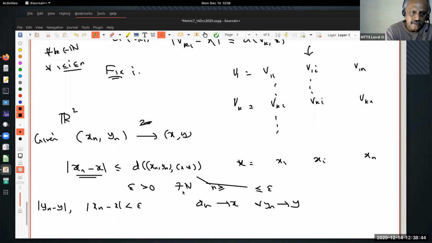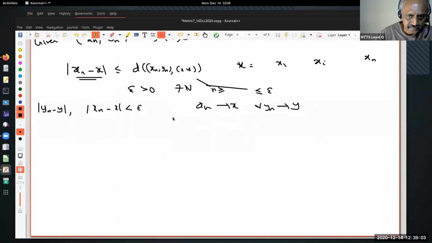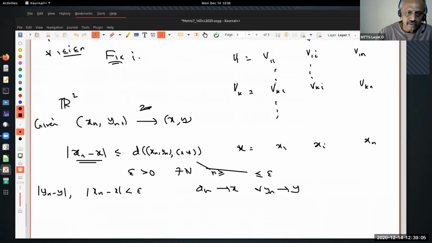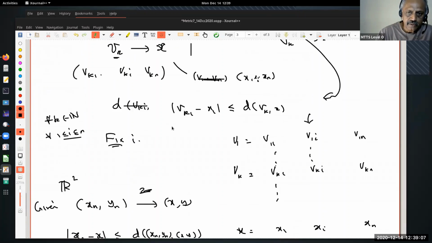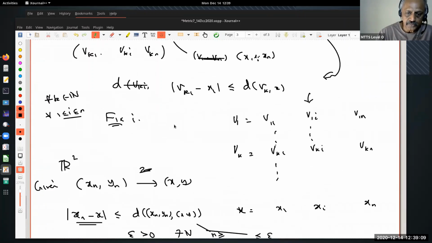What does that mean? That is, if the vector (xn, yn) converges to the vector (x, y), it implies the convergence of coordinates. The sequence of x coordinates converges to the x coordinate. The sequence of y coordinates converges to the y coordinate of the limit. Do you understand this? And for which metric have we proved this? For all the three metrics we have proved.